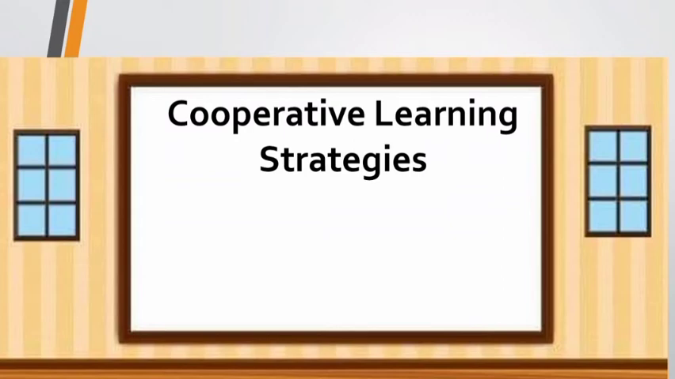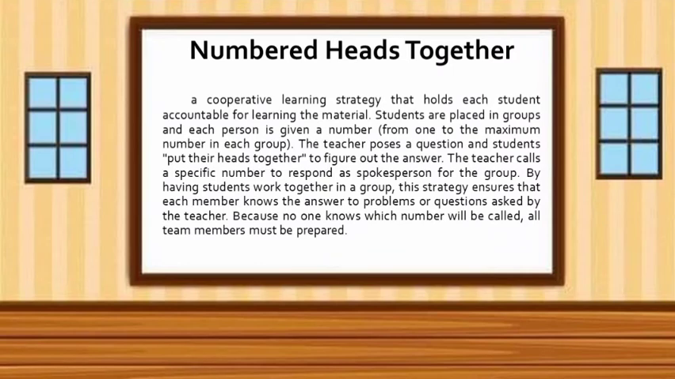Now, let us identify the different strategies in cooperative learning. Numbered heads together. This is a cooperative learning strategy that holds each student accountable for learning the material. Students are placed in groups and each person is given a number. The teacher poses a question and students put their heads together to figure out the answer.